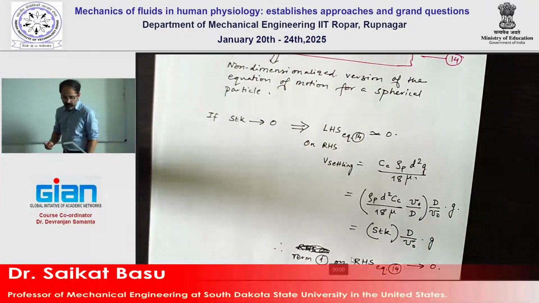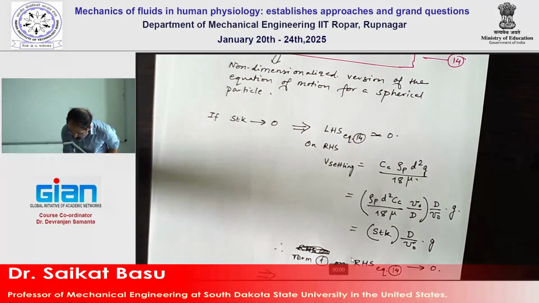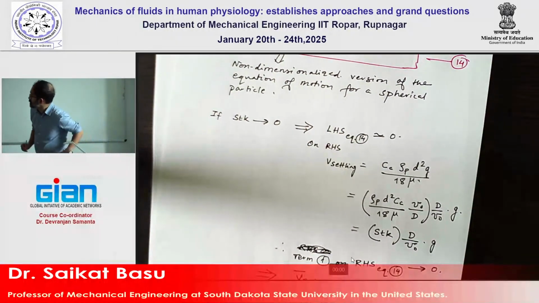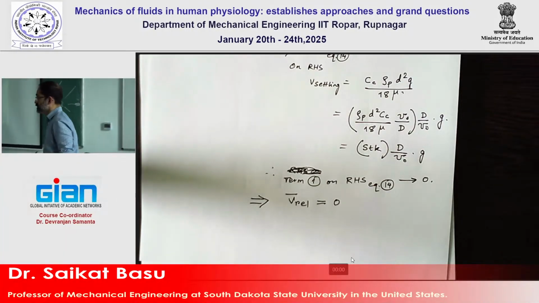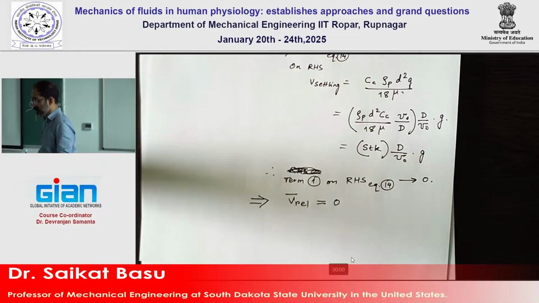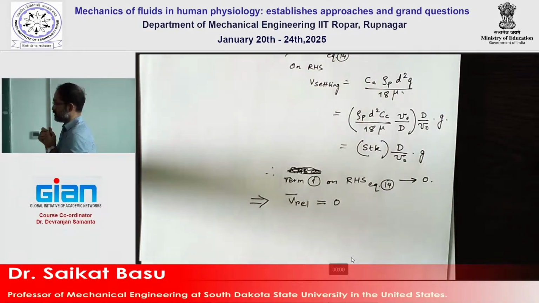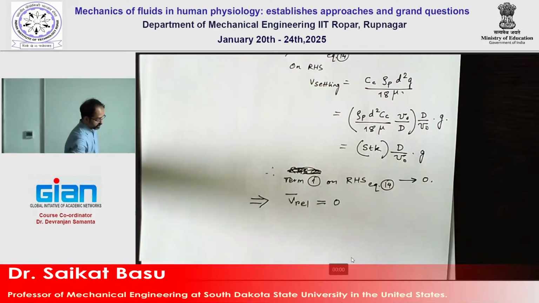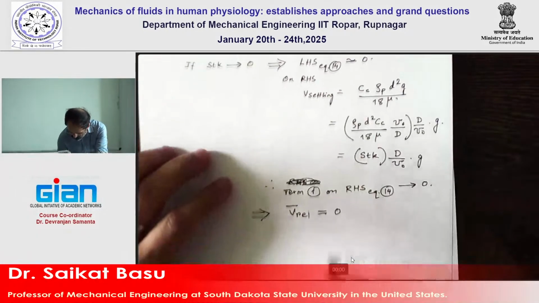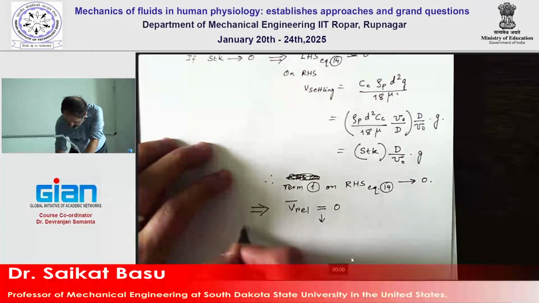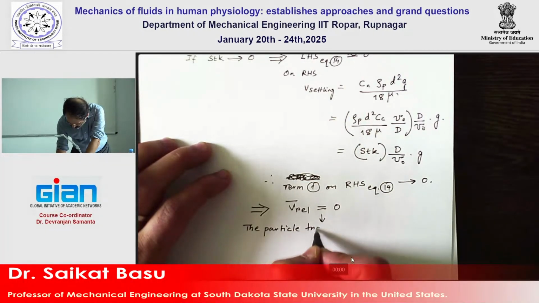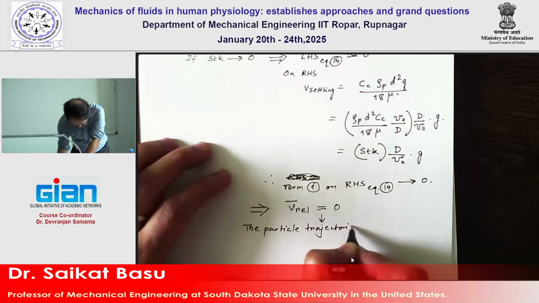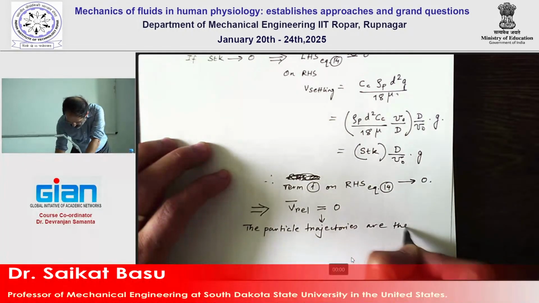That being the case, therefore V relative is 0. What does it tell us? What is when V relative is 0? That means the velocity of the particle and the velocity of the fluid is the same. So this implies that the particle trajectories are the fluid streamlines.